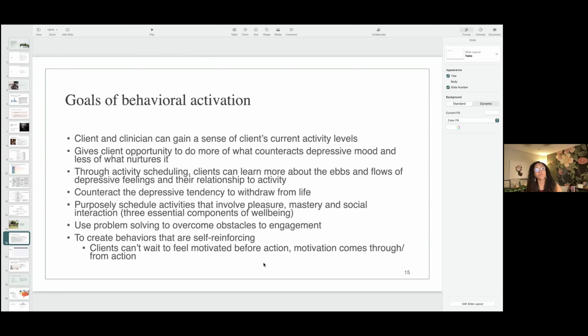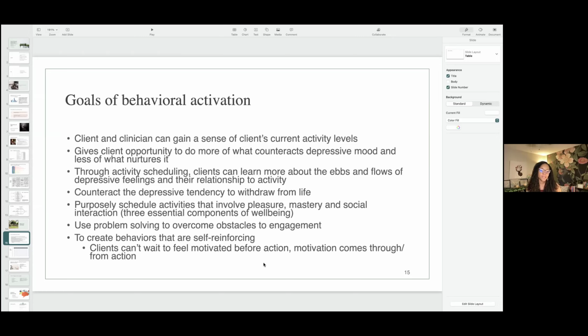And so clients are really able to see how their mood changes and shifts on those days when they're active, on those days when they're not, on those days when they're doing more activities that they have a sense of mastery over, versus the days when they're lying on the couch all day watching Netflix. You want to counteract the depressive tendency to withdraw from life. We know that withdrawal and isolation is not helpful for depression.